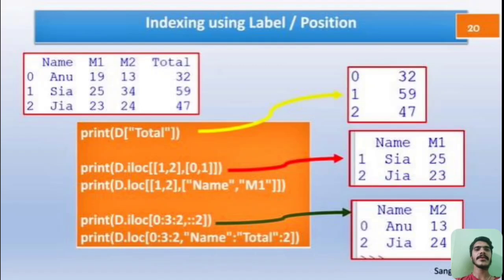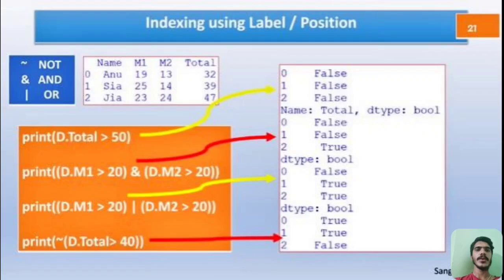Next, indexing using label and position. Print d of total, print d.iloc[1:2, 0:1], print d.loc[1:2, name, m1]. Print d.iloc[0:3:2, 2], and print d.loc[0:3:2, name:total:2]. These are examples of indexing using label and position.